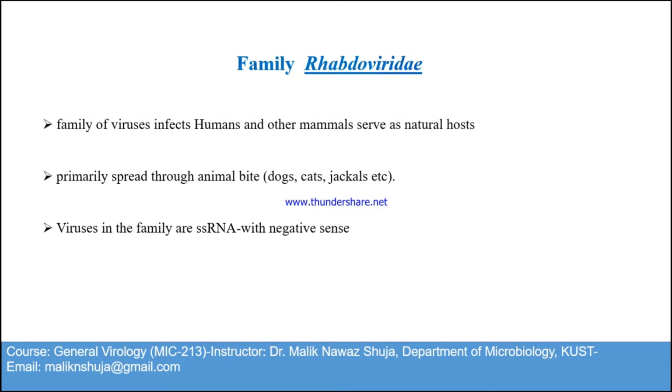So, before going into detail, let us put some light on the family Rhabdoviridae. It is a family of viruses which infect human beings as well as other mammals, which serve as a natural host. Rabies virus basically belongs to this family and primarily spreads through animals' bite. The natural reservoirs of rhabdoviruses are dogs, cats, jackals, wolves, and bats in the jungle.